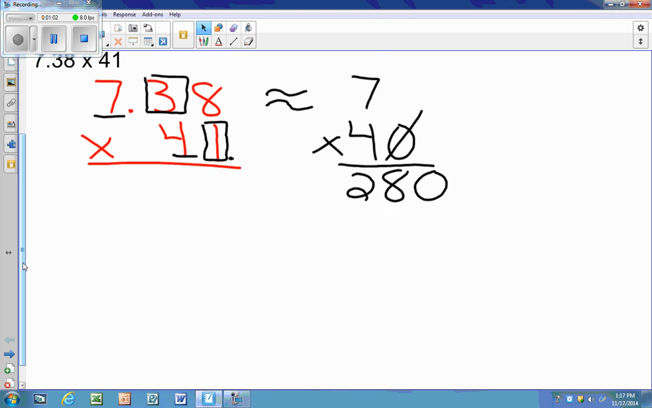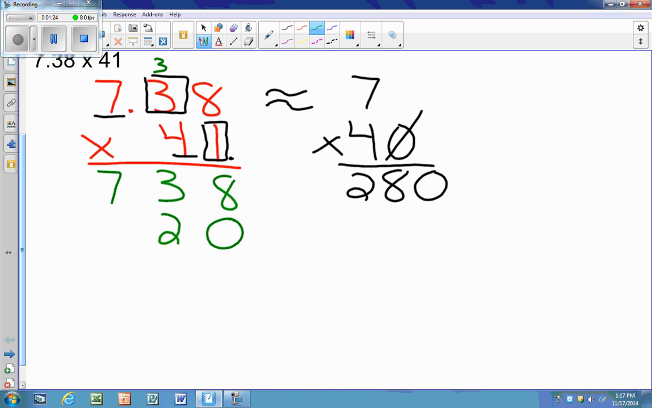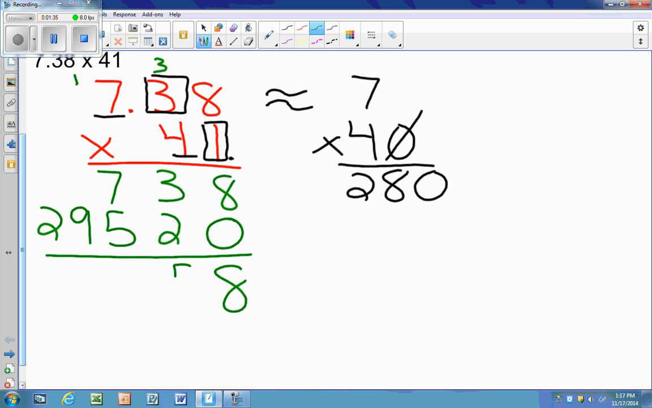Now we're going to use our standard algorithm. We start by going 1 times 8 is 8, 1 times 3 is 3, and 1 times 7 is 7. We're done with the 1, so now we move to our new line, and we put a 0 because we're starting in the tens place. 4 times 8 is 32, we carry the 3, 4 times 3 is 12, 12 plus 3 is 15, carry the 1, and 4 times 7 is 28, plus 1 is 29. Now we're going to add all of this together, and we end up with 30,258.